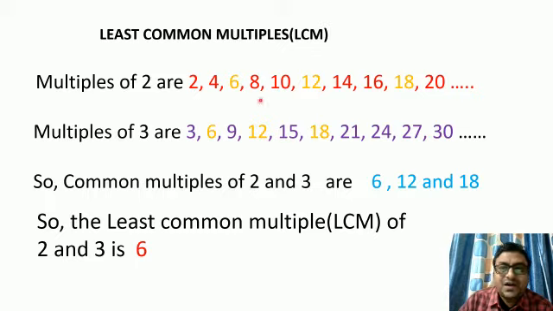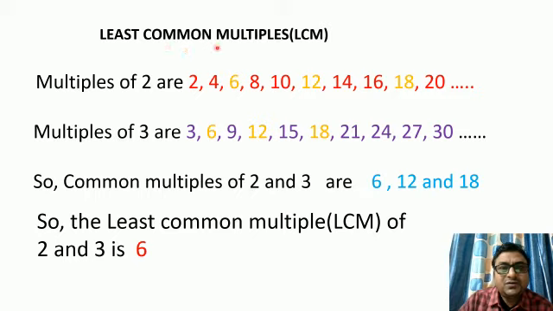Common multiples are 6, 12, here also 12, here also 12, 18, here also we will find 18, here also 18. So these are the common multiples of 2 and 3. Common means you will find this in the table of 2, and you will also find it in the table of 3. So common multiples of 2 and 3 are 6, 12, and 18.